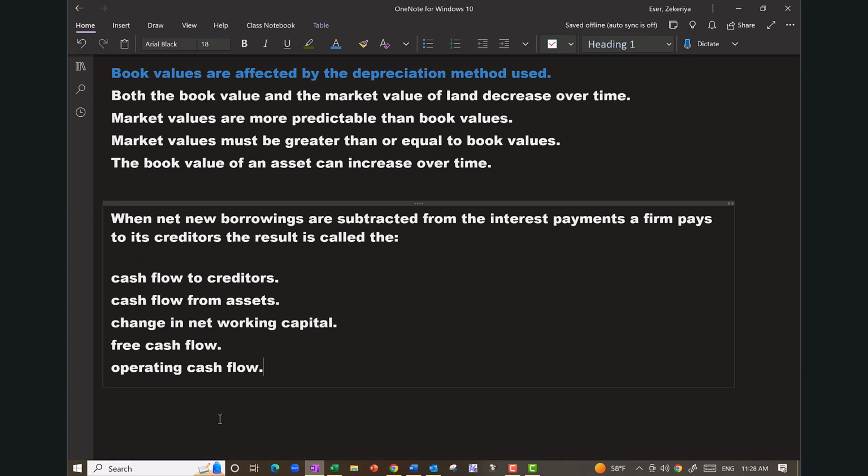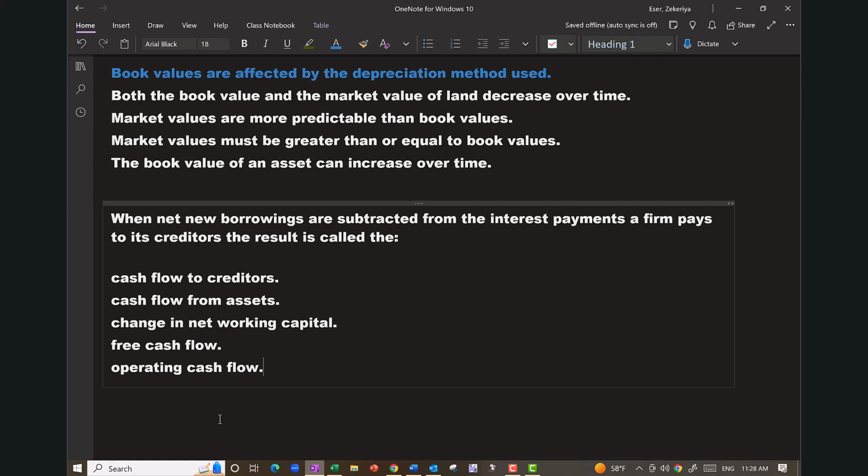It's kind of unnecessary casualties at home. When net new borrowings are subtracted from interest payments a firm pays to its creditors, the result is called what? This is called a reverse definition, okay? I mean, it barely qualifies as a conceptual question, but I could have a question like this in the exam. I could have reverse definitions.